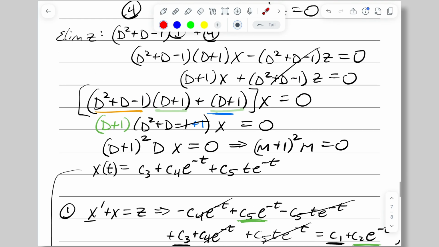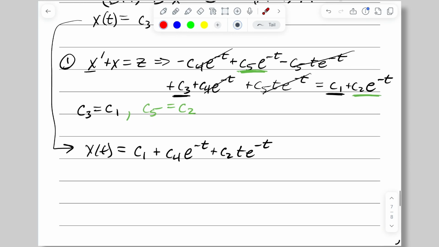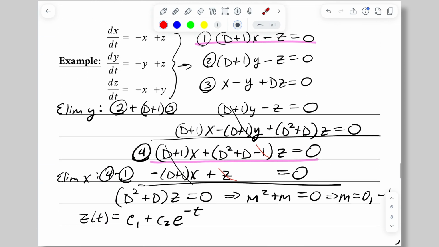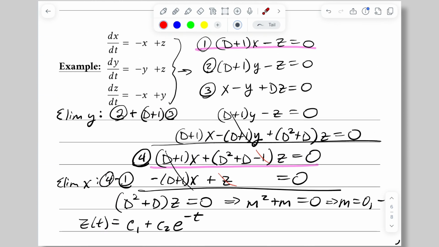But if we look back, if we consider that we had a d² plus d minus 1 acting on d plus 1 acting on x, there was a third derivative there, so I am expecting a total of 3 constants. If we're keeping track, now we have x of t, we have z of t. Going back to our original system, I see we can use either equation 2, nope, not equation 2 because it's got dy/dt and y in it. Looks like equation 3 is our winner here.